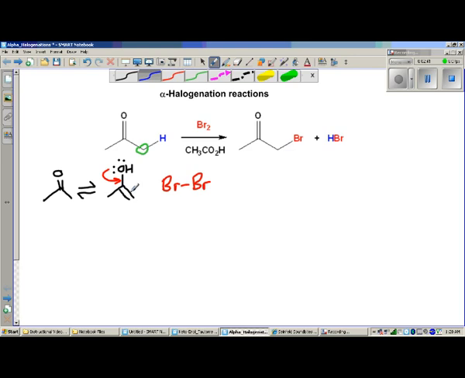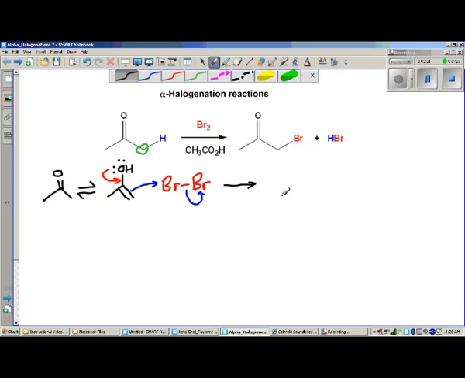All right, I have to use a different color here. So that goes out to the bromine, breaks that bromine-bromine bond. This step is not reversible. So it's only the formation of the enol that's reversible here.